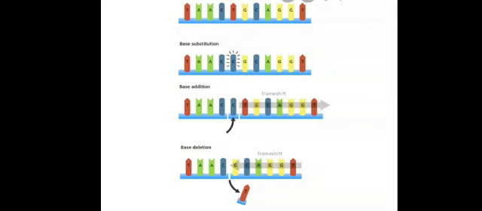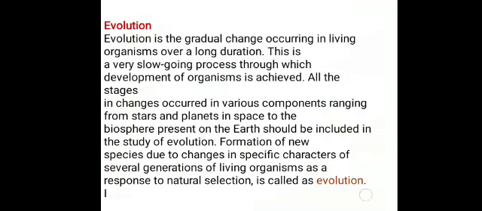What happens? See, suppose this C, which I have marked here. When passing from one generation to another, it gets removed and replaced with T. So what happened? The basic sequence of the genes suddenly changes, and this change is called mutation. This mutation gives rise to different diseases and genetic disorders in the next generation.